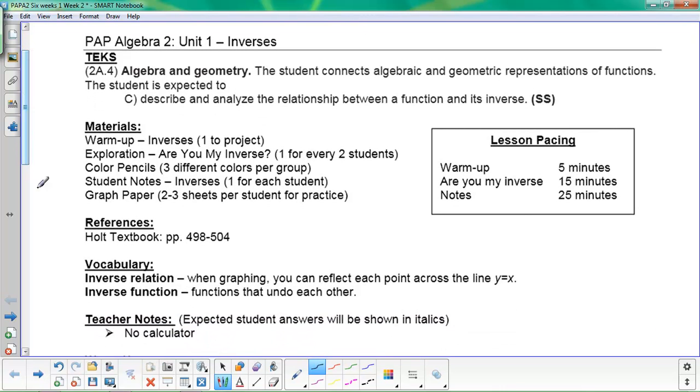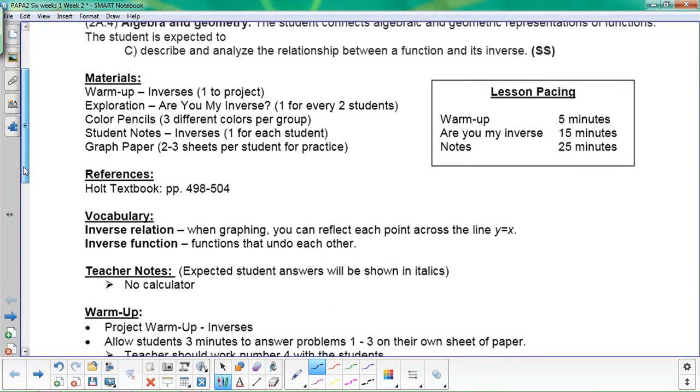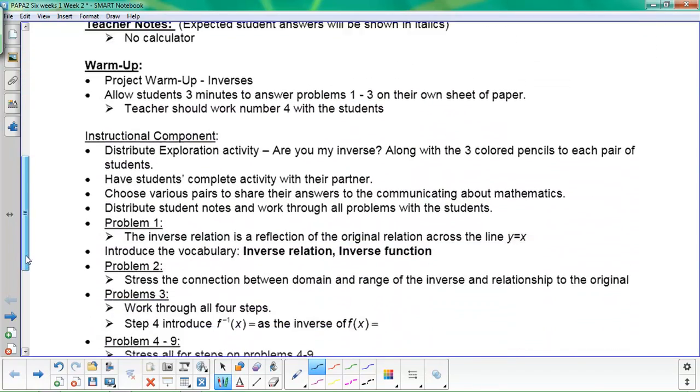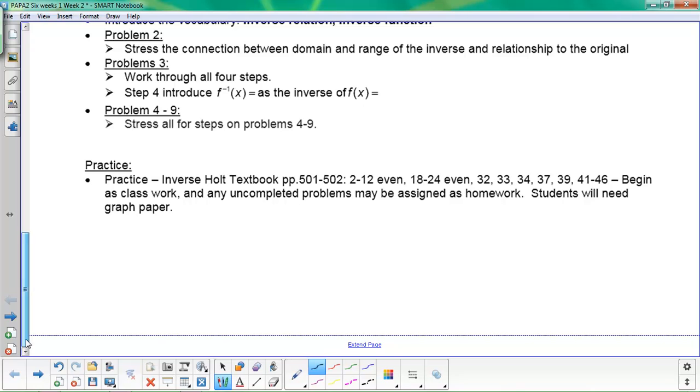Inverses. Please refer to the definitions of inverses. As well, please note the practice pages from the textbook you're responsible for in class.